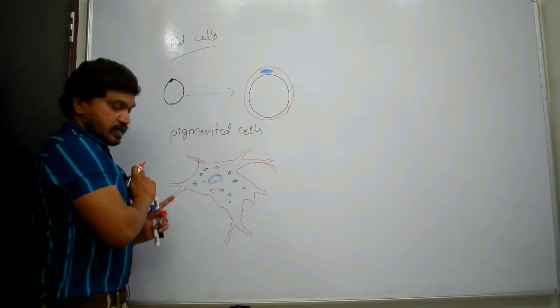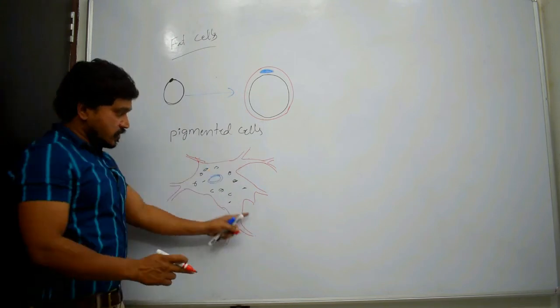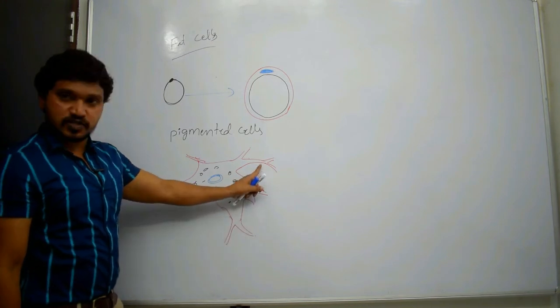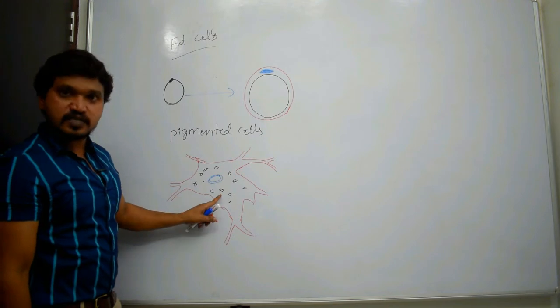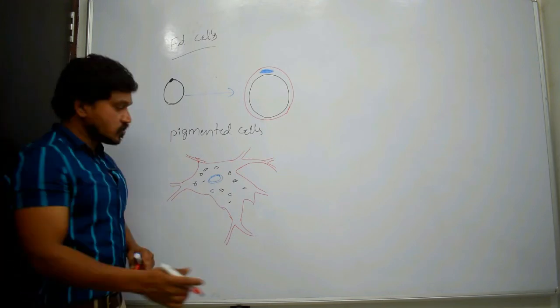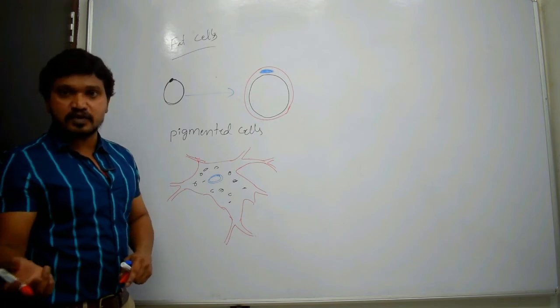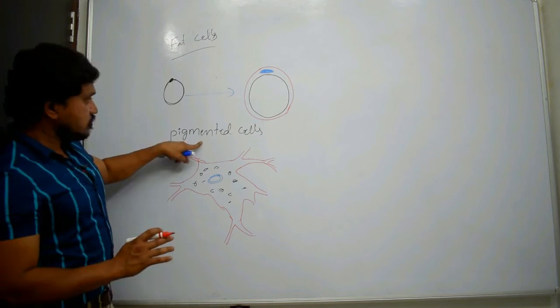This is about pigmented cells. We can also call them melanocytes. See here, flattened cells contain irregular and branching cytoplasmic extensions. We can also call them processes. Branching processes are present and they contain granules. These granules are filled with pigment. So these granules we are calling pigmented granules. Which pigment is present? Brown color pigment will be there. That brown color pigment we are calling melanin. This is about pigmented cells.